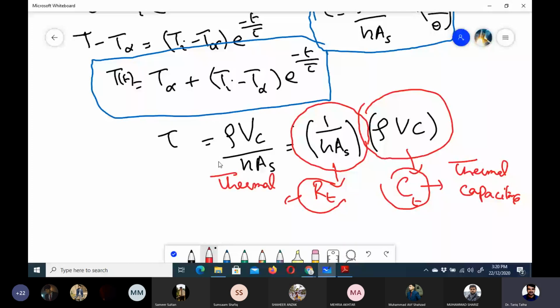Thermal resistance, convection. Right. So that gives this method the name of lumped capacitance method. Now this tau defines how the temperature would vary. If this tau value is quite low, then the temperature would change rapidly. But if tau is high, then the temperature would vary a little bit less, at a lower speed.